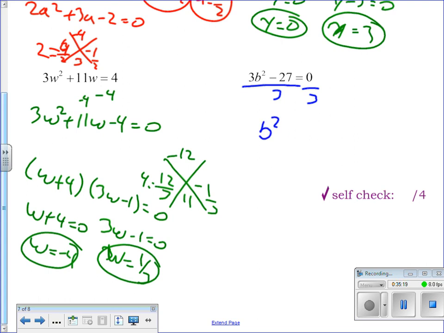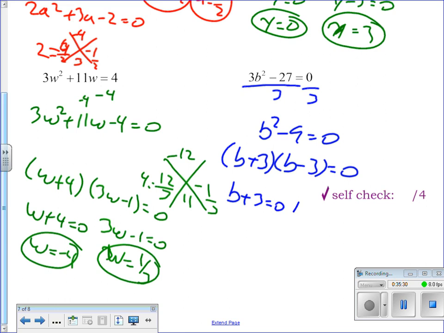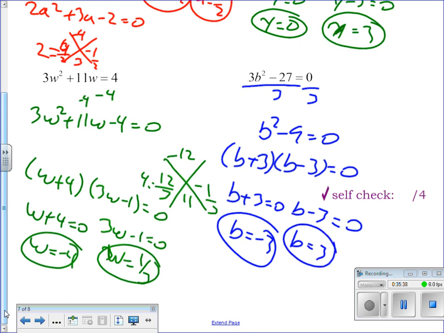The last one, divide everything by 3 first to get b squared minus 9 is equal to 0. B plus 3, b minus 3 is equal to 0. B plus 3 equals 0. B minus 3 is equal to 0. B equals negative 3. B equals positive 3.